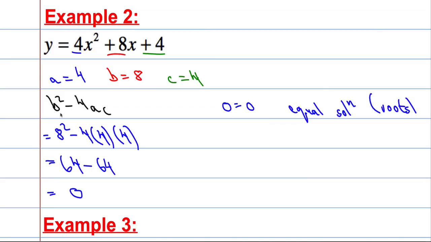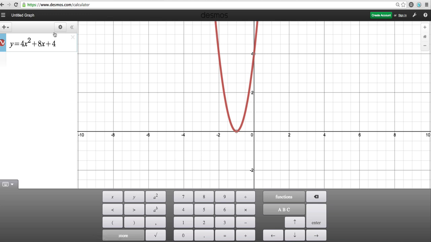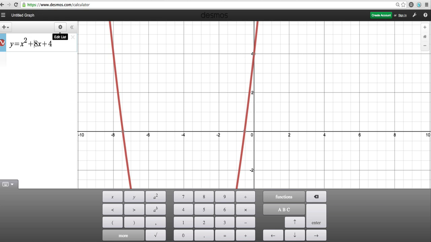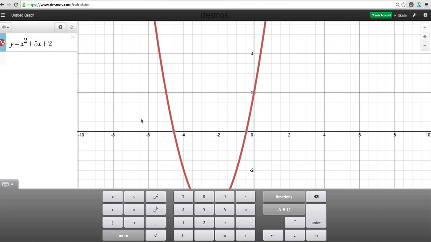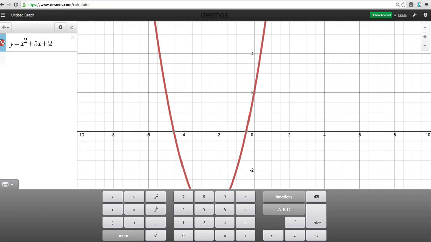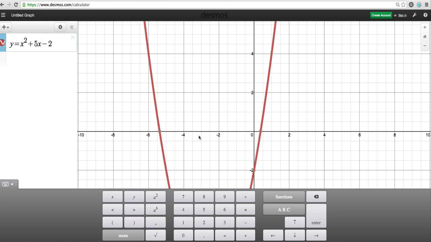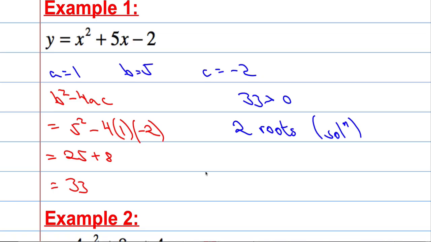Now if I was to go back and show you the other one, just to prove to you that we're doing this correctly, x squared plus 5x minus 2. We can see that this graph has two solutions. It cuts the x-axis at two points, there and there, and I could work these out by using the quadratic formula. Okay, let's do the third one.